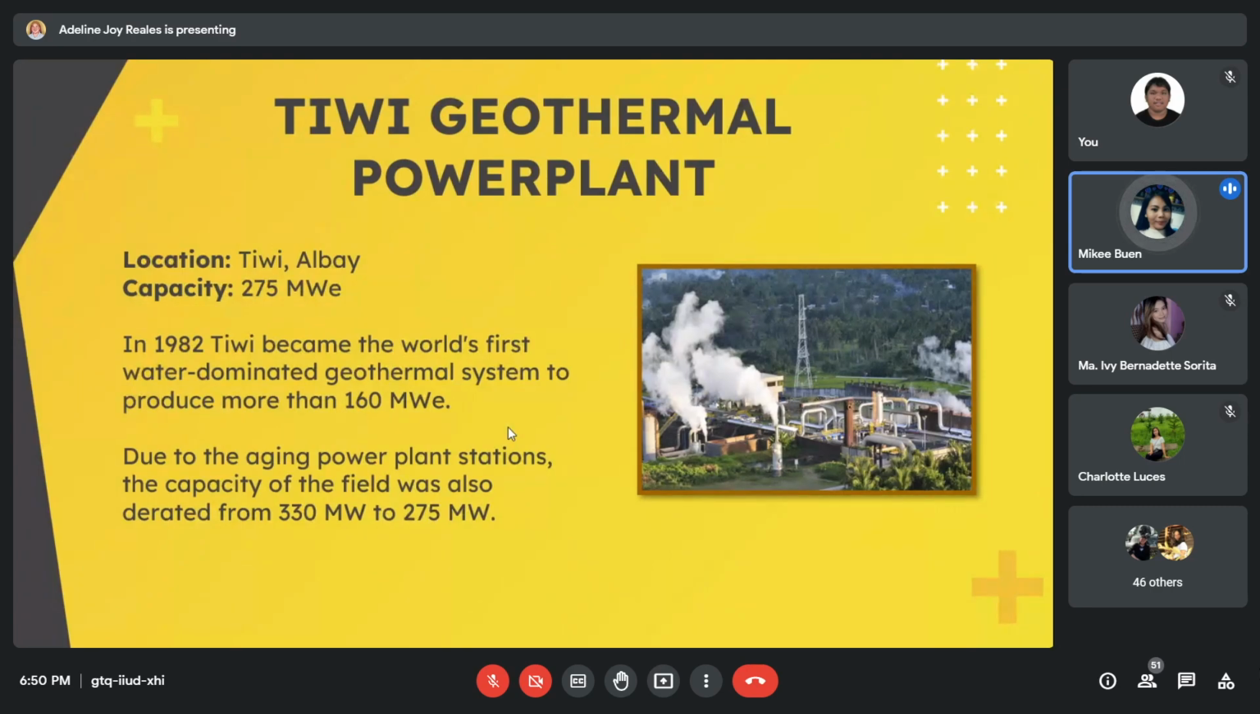The Tiwi Geothermal Power Plant. In 1982, Tiwi became the first water-dominated geothermal system to produce more than 160 megawatts electric. But due to the aging of the power plant stations, the capacity of the field was derated from 330 megawatts to 275 megawatts.